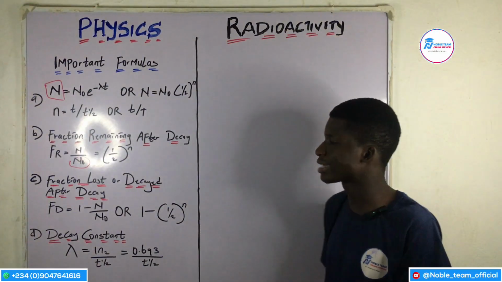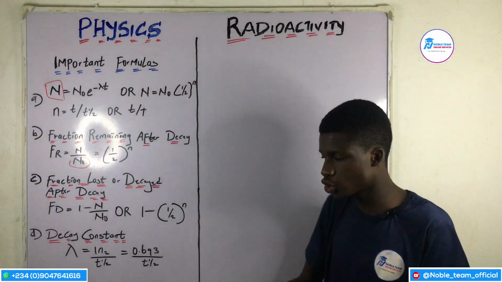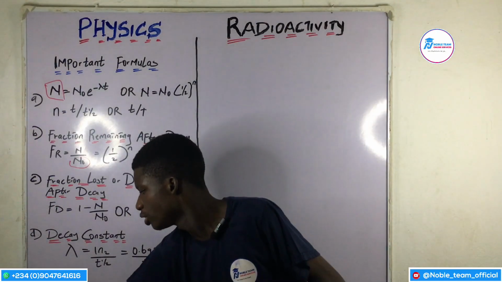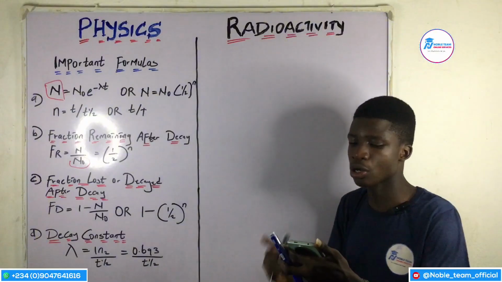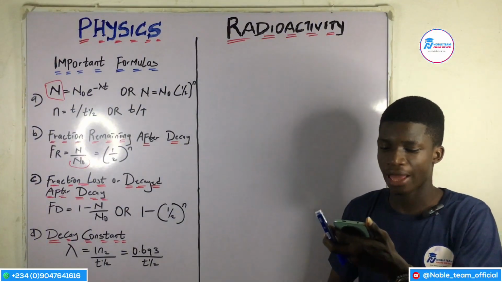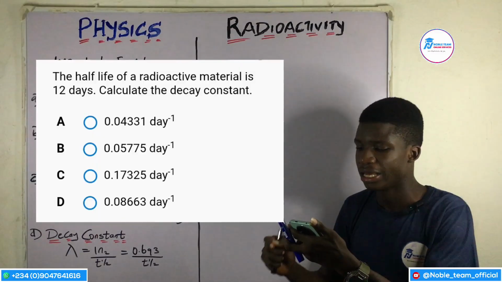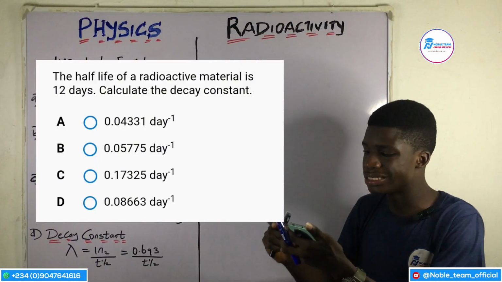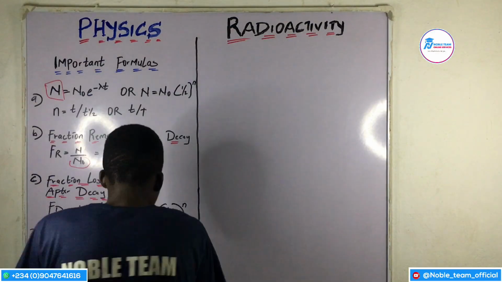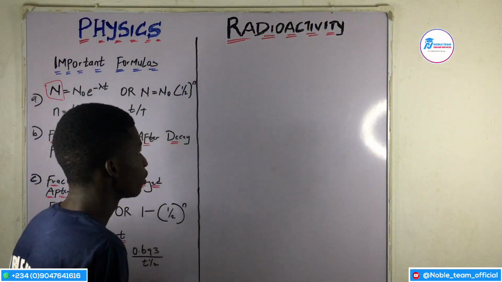So now let's start by solving question 1. The question will be on your screen. They said the half-life of a radioactive material is 12 days. Then calculate the decay constant. Okay, question 1.